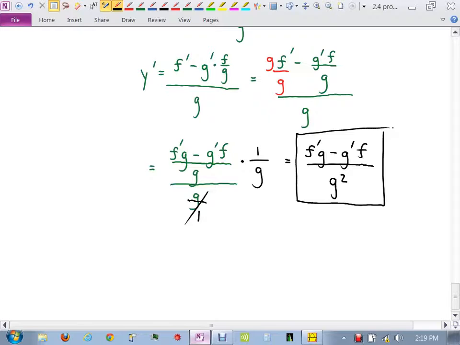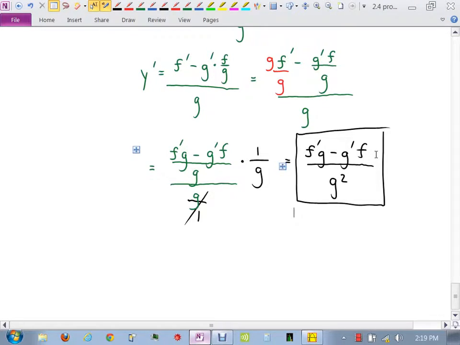In some ways, it's similar to the product rule, isn't it? I mean, product rule was what? If you have f times g, the derivative is what? f prime g plus g prime f. The quotient rule is f prime g minus g prime f, so it's a minus instead of a plus, and then one huge additional thing, what? Divide by g squared.